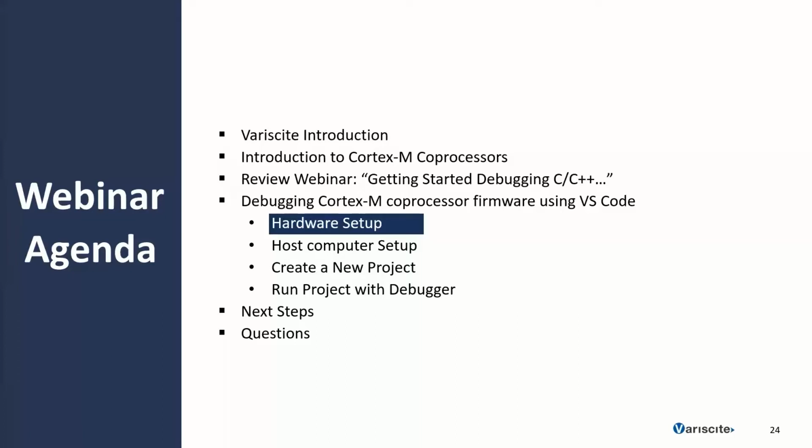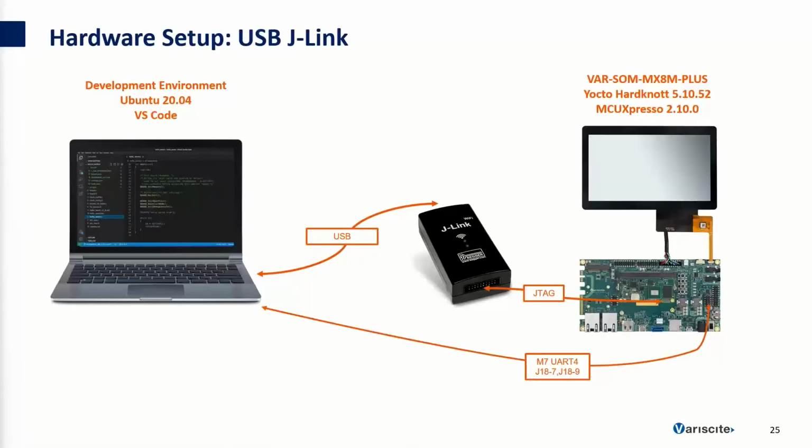All right, so now let's walk through the process of debugging the Cortex-M coprocessor firmware using VS Code. And we'll start by looking at the hardware setup. Okay, this is the hardware setup that we'll be using today. We have a laptop running Ubuntu 20 in VS Code and Variscite's VAR-SOM MX8M Plus evaluation kit running Yocto Hardknott. We'll use USB to connect to a Segger J-Link debugger and use the JTAG header on the VAR-SOM MX8M Plus. We will also connect to UART4 on J18 pins 7 and 9. This will allow us to see some output from the firmware, like the example that we showed earlier.